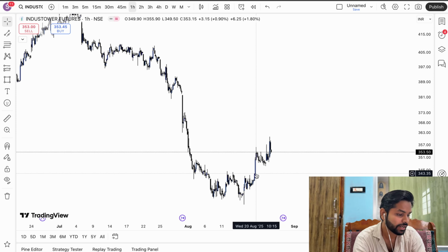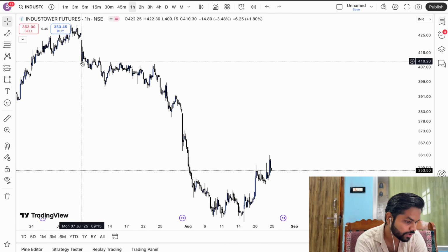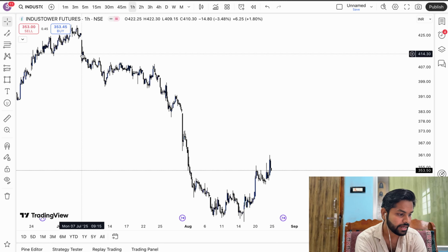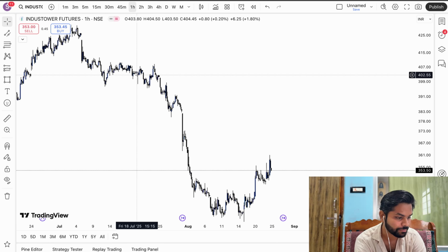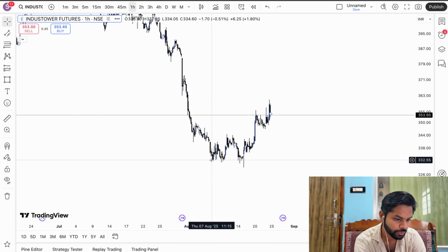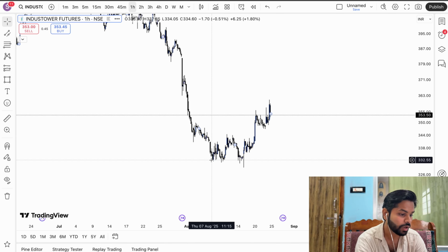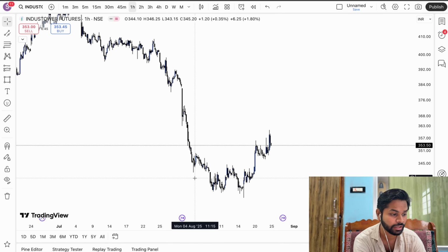Now if you focus on this chart, the stock fell on 7th of July, right? It made an open high and from there it fell from 422 to around 330, right? Now it's a 100 points loss in this stock. So I was tracking this stock for a reversal setup.